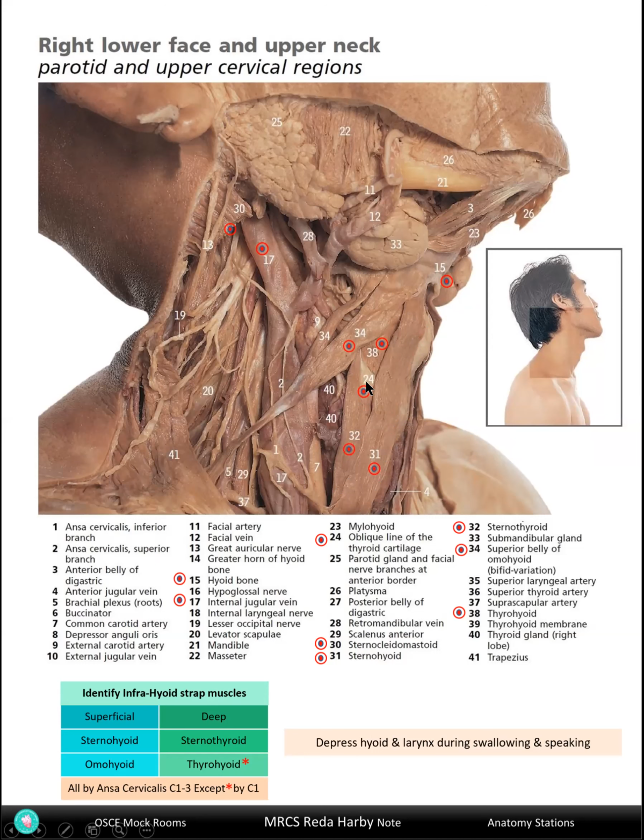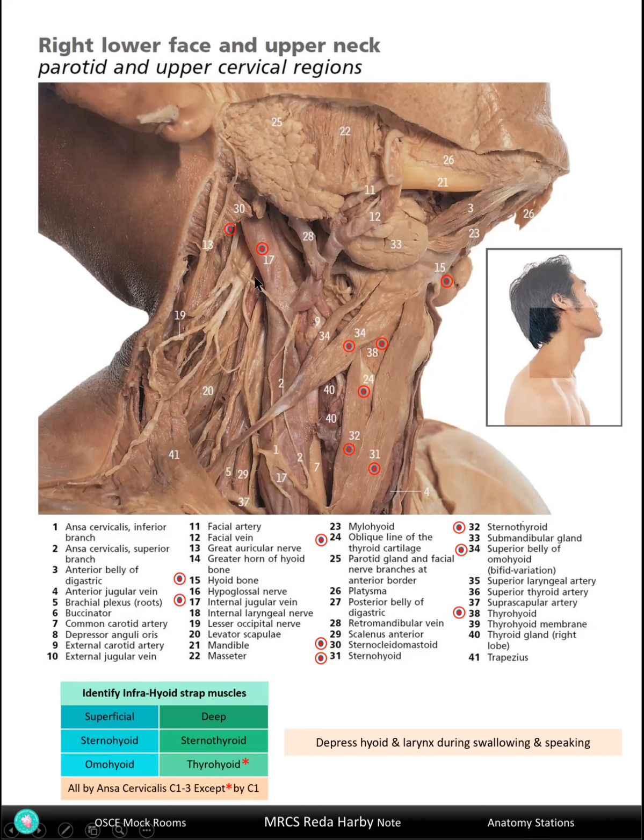Sternothyroid. And what is number 24? This is the separation between the two muscles on the thyroid. Right, this is the thyroid gland. It is the oblique line of the thyroid cartilage. Yes, this is the thyroid cartilage oblique line. What about this muscle here? This is omohyoid. And this is which tendon? This is the lower part of omohyoid. We have a superior belly and an inferior belly connected with an intermediate tendon.